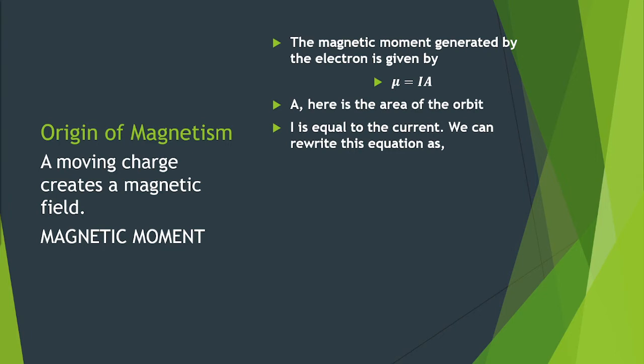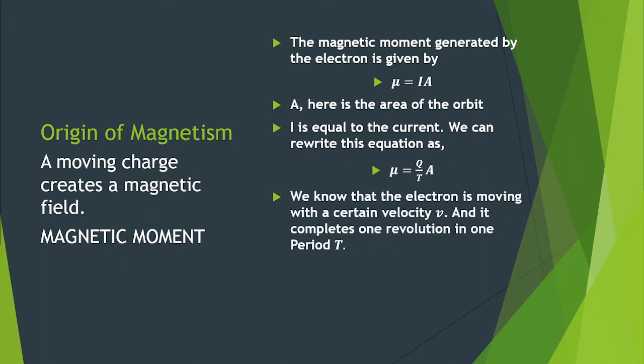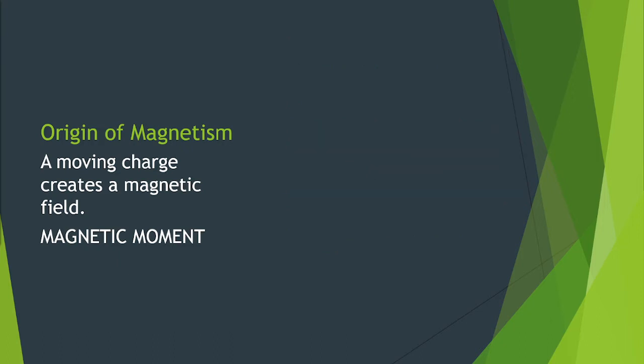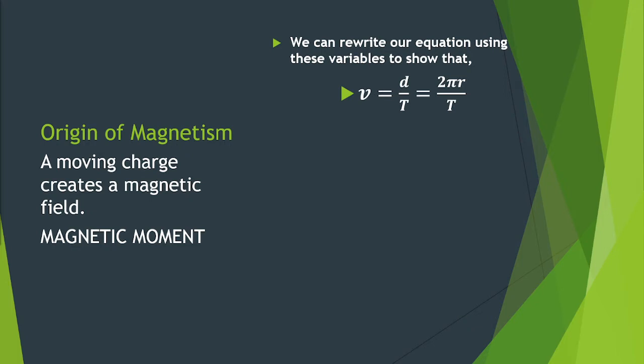We can now rewrite the equation above as mu is equal to Q over T multiplied by A. We all know that the electron is moving with a certain velocity, v. The electron completes its revolution in a specific time frame known to be the period. We use the variable T to denote the period of motion. Knowing the velocity v of the electron is equal to the distance traveled by the electron, which is equal to the orbit or the circumference of the hydrogen atom, 2 pi r, divided by the time or the period T.